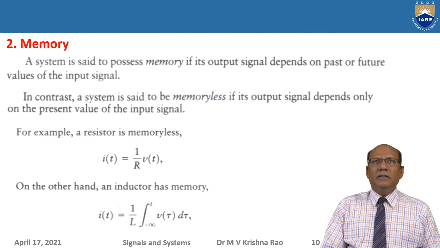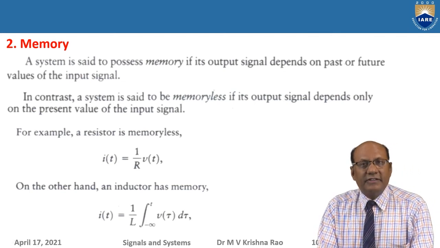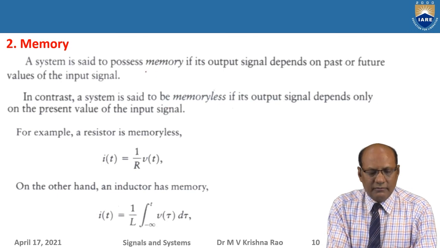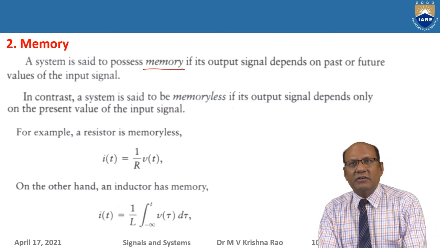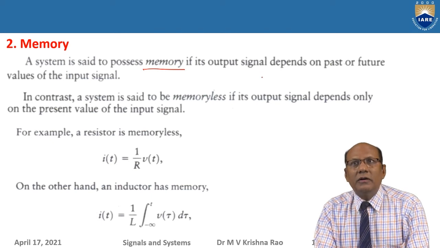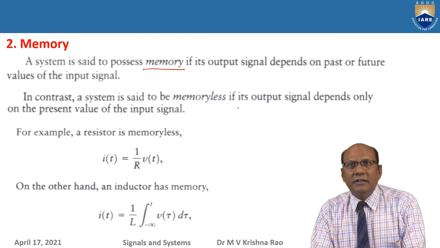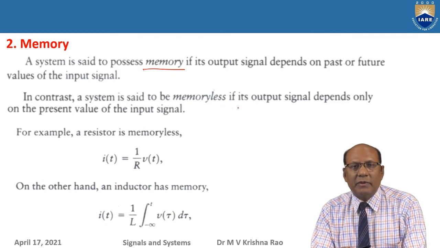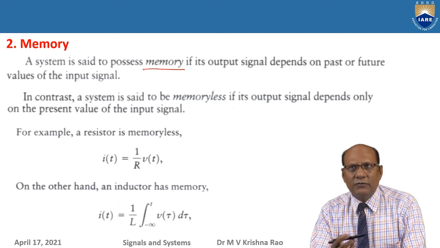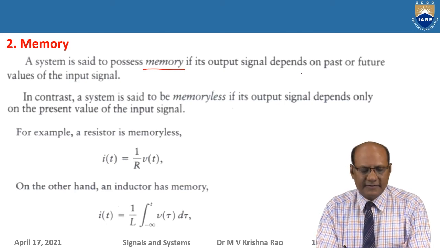So what about the next classification? Memory. A system is said to possess memory, it is a system with memory, if its output signal depends on past or future values of the input signal. Okay, past or future values. It has a remembrance of past values, and of future values anyway, as I explained to you earlier. So you have to consider it in that sense.